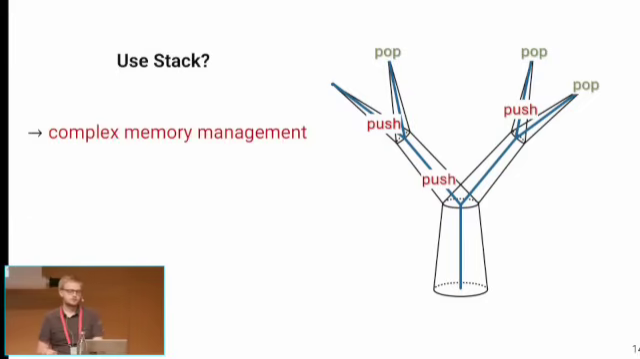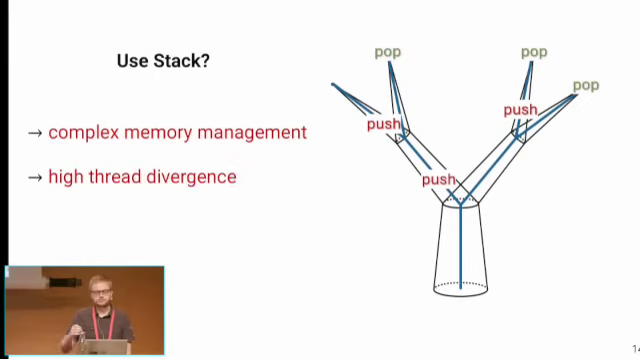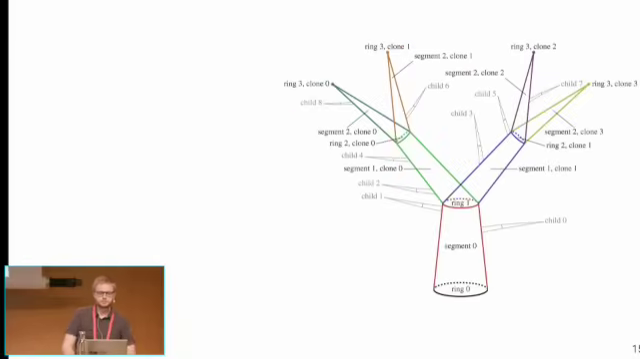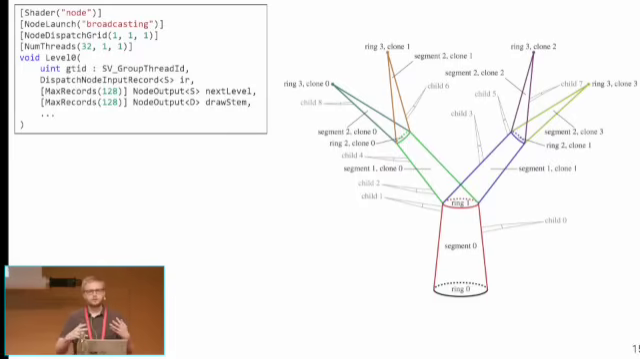But this also comes with a couple of problems. First of all, this would be unnecessarily complicated to manage the memory. Secondly, you could have high thread divergence when different threads generate different tree types, and the splitting behavior is different. And lastly, a thread cannot output this much within the work graph spec, so this is also not a solution for us. And the solution we came up with to generate a level is to launch a level as one wave. So you get an entire group of 32 threads, and these 32 threads should cooperatively generate this level without using a stack. So this is how we launch it.